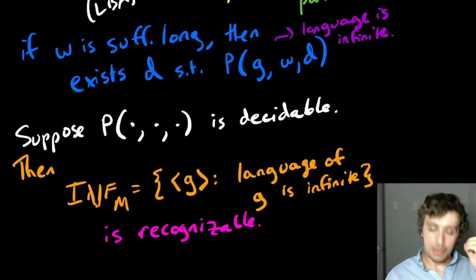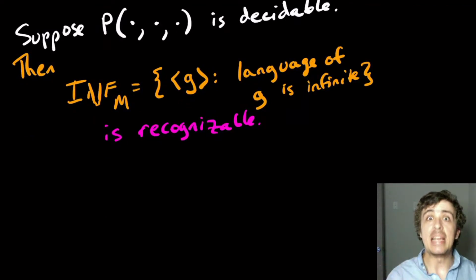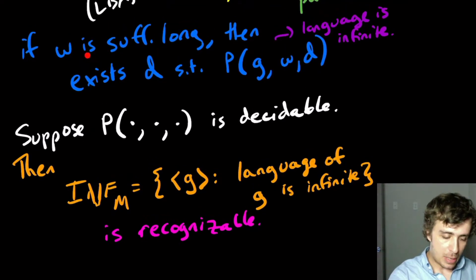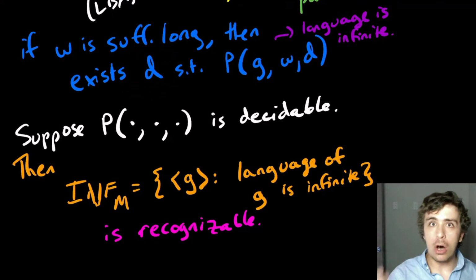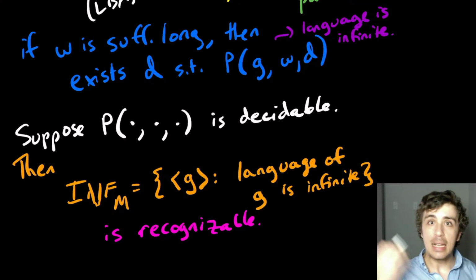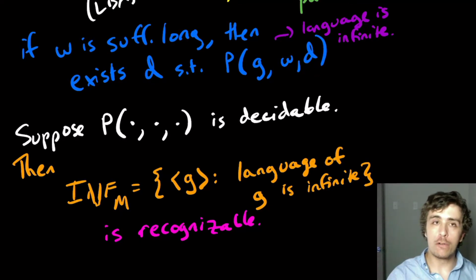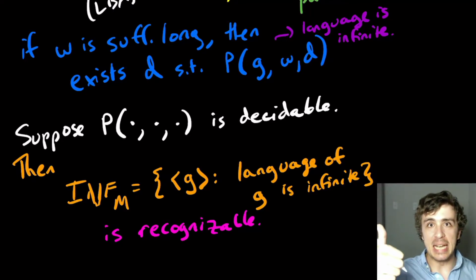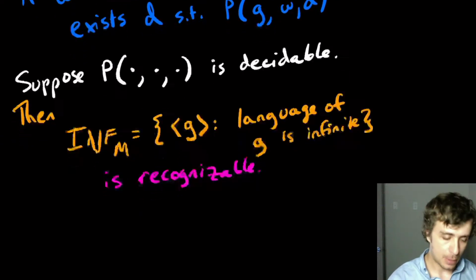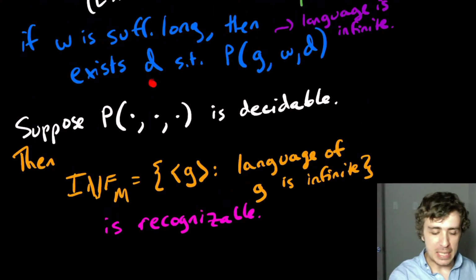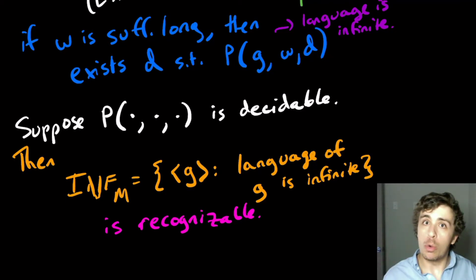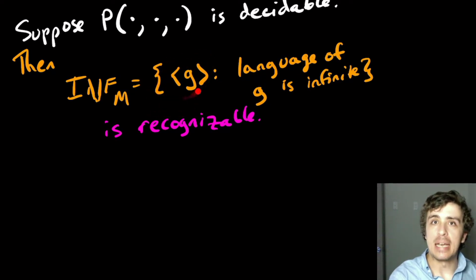Suppose that the G that we're given has an infinite language. Then given the string W, whatever it is, provided that it's sufficiently long, if I just enumerate all possible D parameters and feed them into this decidable predicate over and over, eventually the predicate is going to say yes, if the language of G is infinite. And if the language of G is not infinite, then that enumeration of D parameters is never going to stop, which is okay, because that G is not in this infinity set. Just to recap.